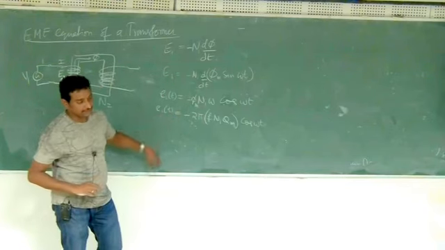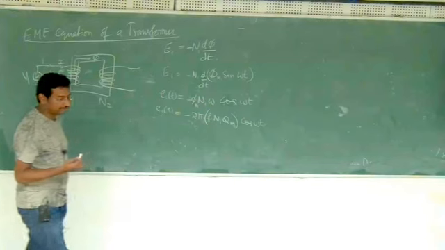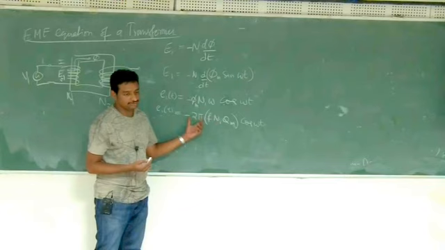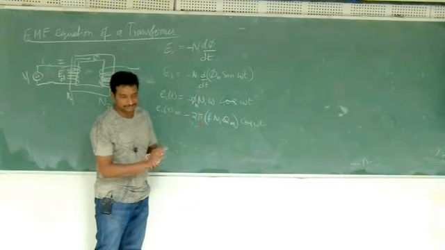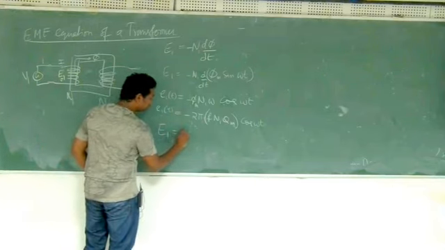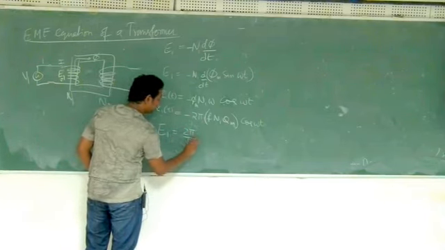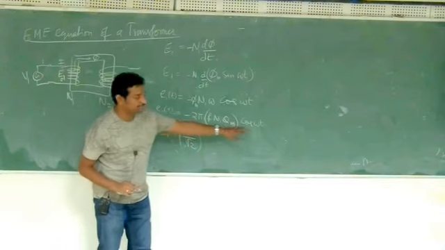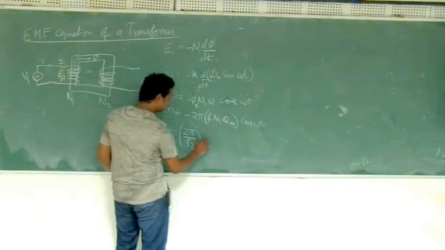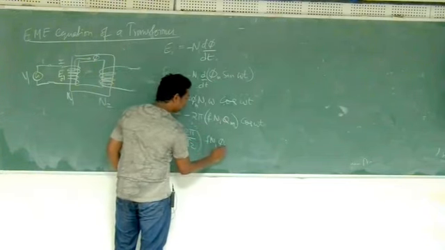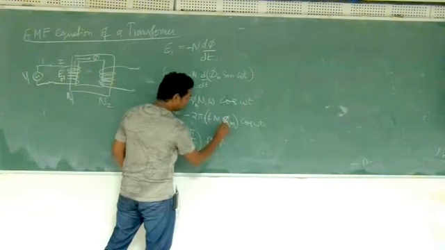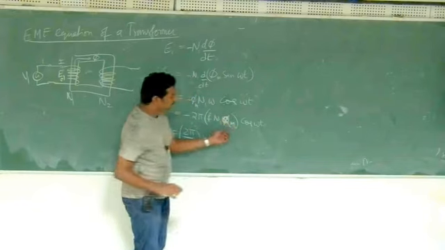Now if I convert into vectors, this whole is the maximum value. How to convert the maximum value into RMS value? Divide by root 2, that you already know. So I will write E1 equals 2 pi by root 2 f N1 phi m. I am neglecting the minus sign and the phase, I am only worried about the magnitude of the induced EMF. And this phi m is the total flux, the maximum amount of flux.